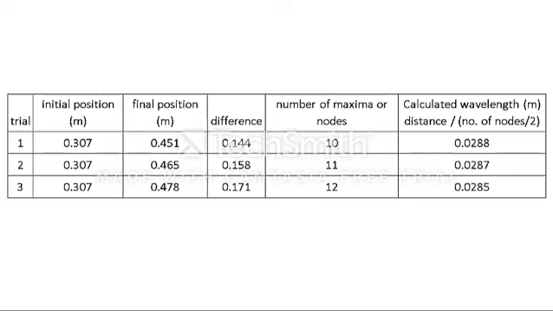In our experiment, we change the distance between the transmitter and the receiver and note how many times the receiver value oscillates. This will tell us how many nodes were present over that specific distance that we passed through. Calculated wavelength was found by dividing the distance travelled by half the number of nodes counted. From our data, we find that the microwaves used have a wavelength of 2.87 centimetres plus or minus 0.2 centimetres. The actual value for the microwaves, given in the lab manual, is within our range at 2.85 centimetres.